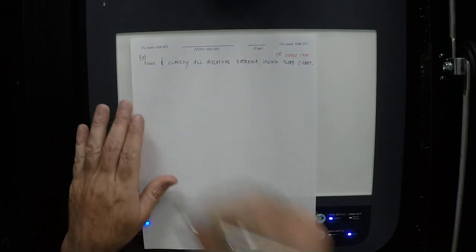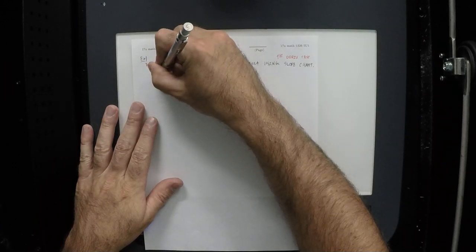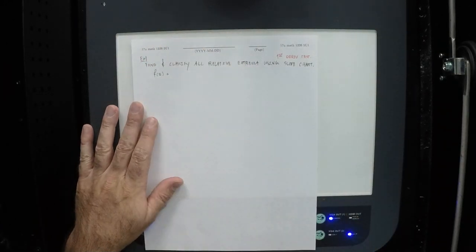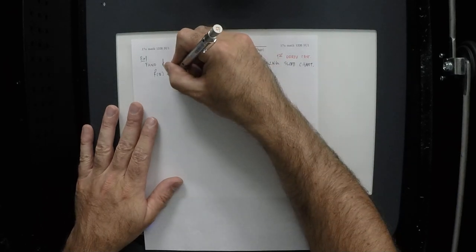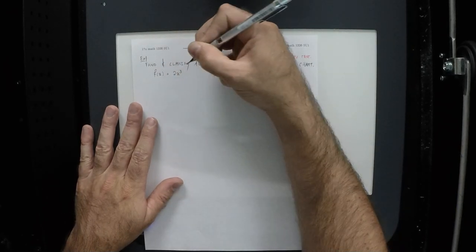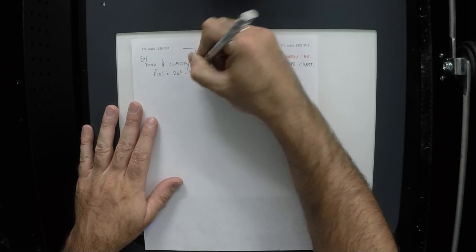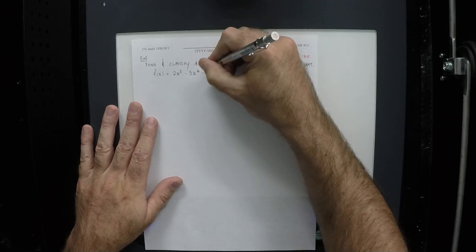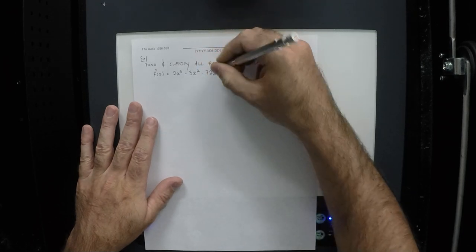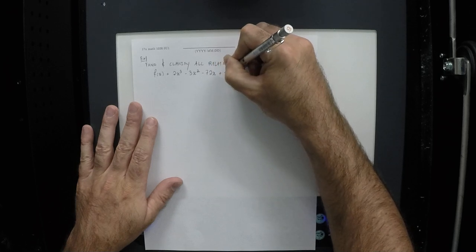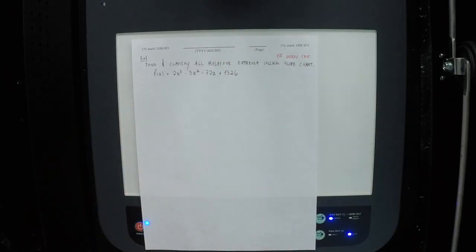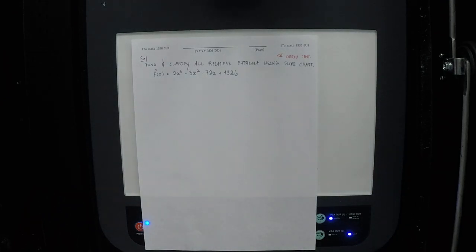And the function we're going to do this with is 2x cubed minus 3x squared minus 72x plus 1326. And we want to find the relative extrema by making a slope chart.